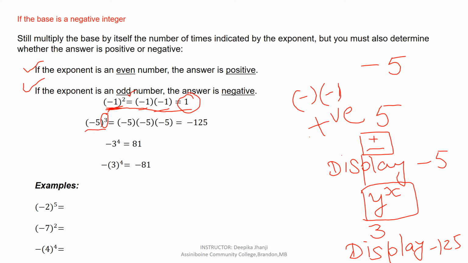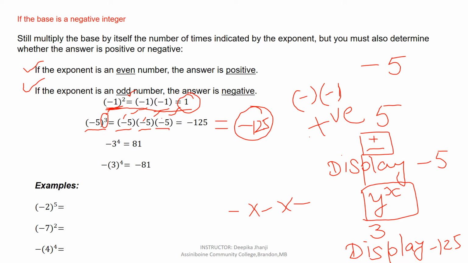Second example, -5 cubed. When you expand the product, you write down -5 times -5 times -5, right? So that means negative is being multiplied 3 times. So negative times negative times negative. What is it? This is again negative, right? Because negative is multiplied 3 times. So the answer is negative. And then you multiply 5 and 5 and 5. So you get -125, right?